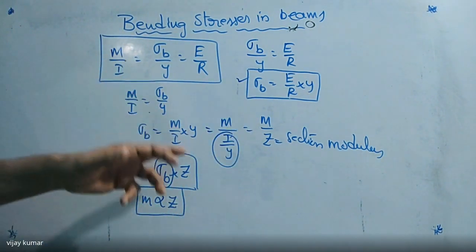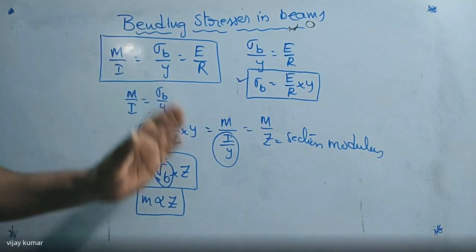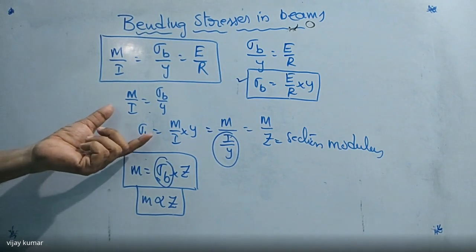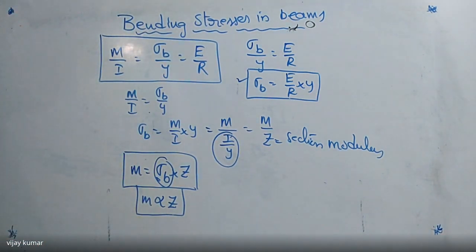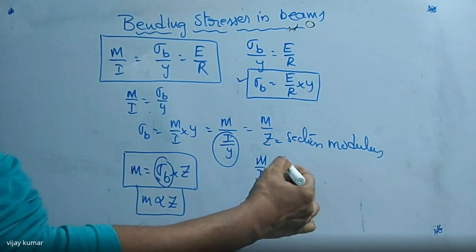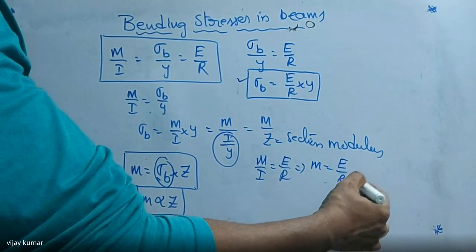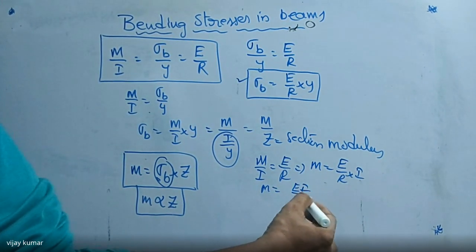This equation is always valid when beams have uniform cross section. When the beams have varying cross section, then we can use a relation like this. See this one, I am writing here. M by I is equal to E by R. That is, M is equal to E by R into I. Then M is equal to E into I divided by R.